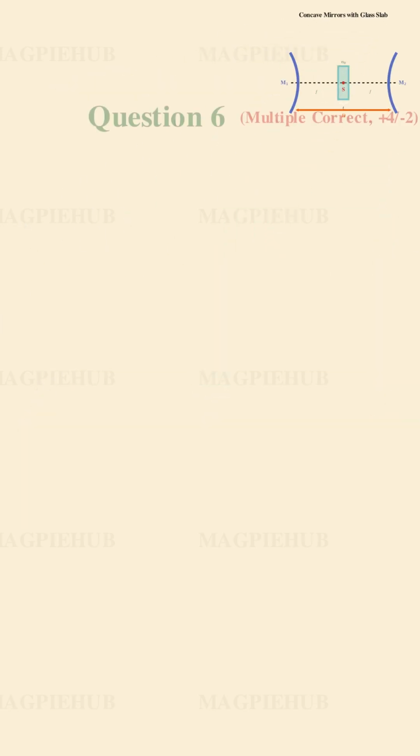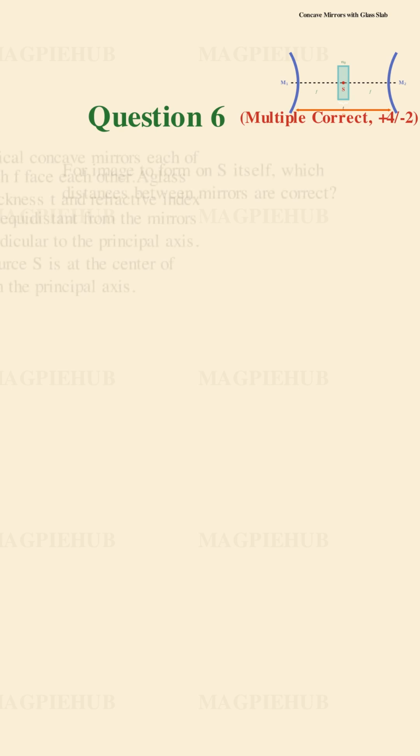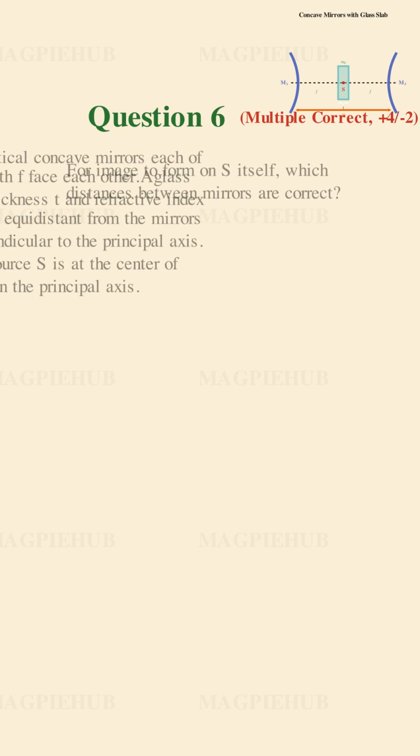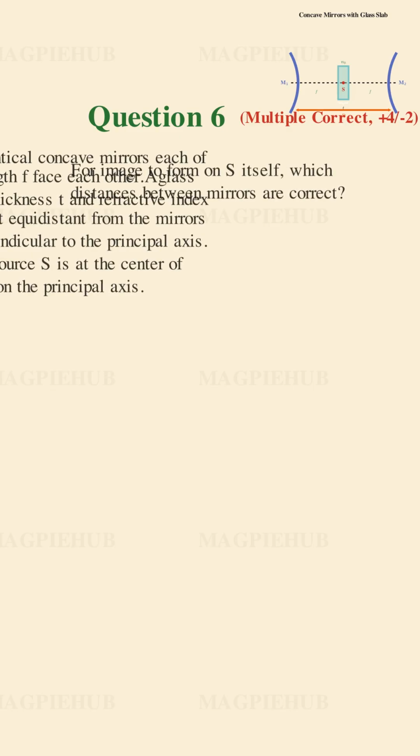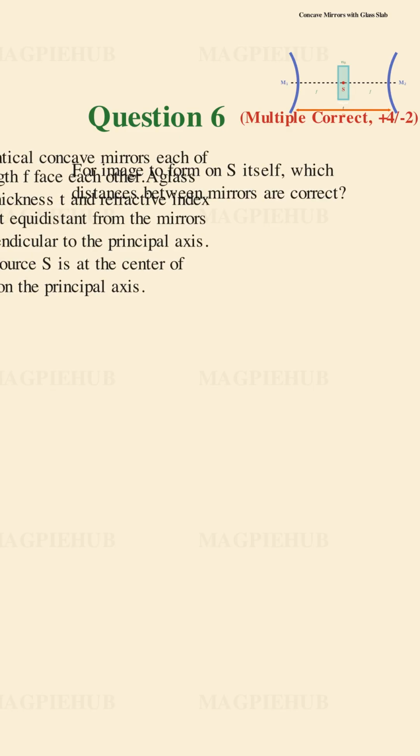The question states, two identical concave mirrors, each of focal length f, face each other. A glass slab of thickness t and refractive index n0 is placed equidistant from the mirrors, perpendicular to the principal axis. A point source S is at the center of the slab. For the image to form on S itself, which distances between the two mirrors are correct? This is a multiple correct answer question.